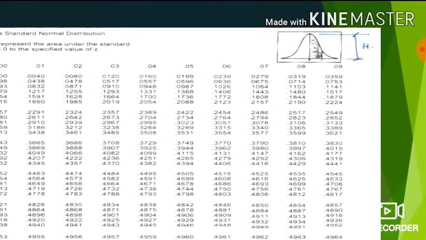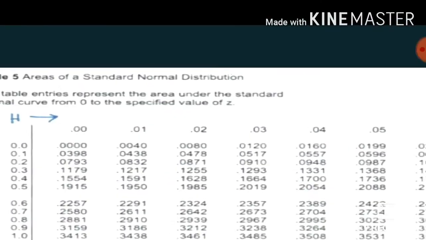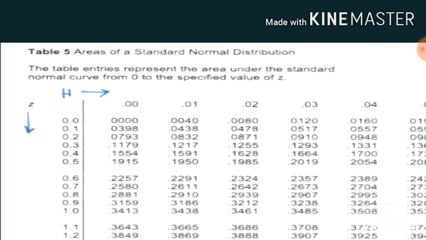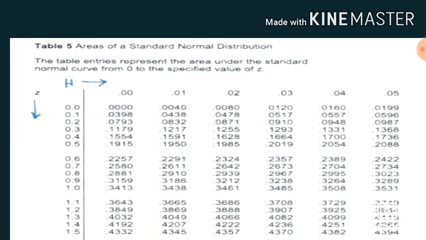Here the graph is also given, and the table entries represent the area under the standard normal curve from 0 to the specified value of z. So we can use this table to find A of z. Also, in some problems they may directly give the value, such as A of 0.1 or A of 0.5. In that case there is no need to use the table. If they do not give the value, they will provide the table; otherwise the value will be given directly at the end of the problem.